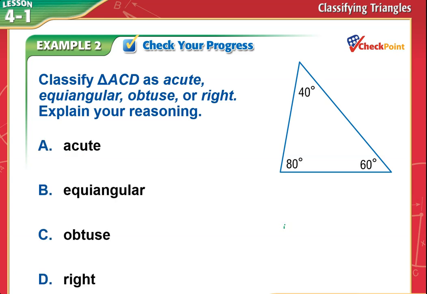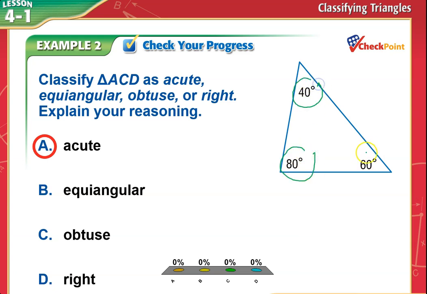Alright, we're going to classify triangle ACD as acute, equal angular, obtuse, or right. And this is checking your progress, so go ahead and stop your video. And if you said acute, you're right. It's acute because every single angle is under 90 degrees.